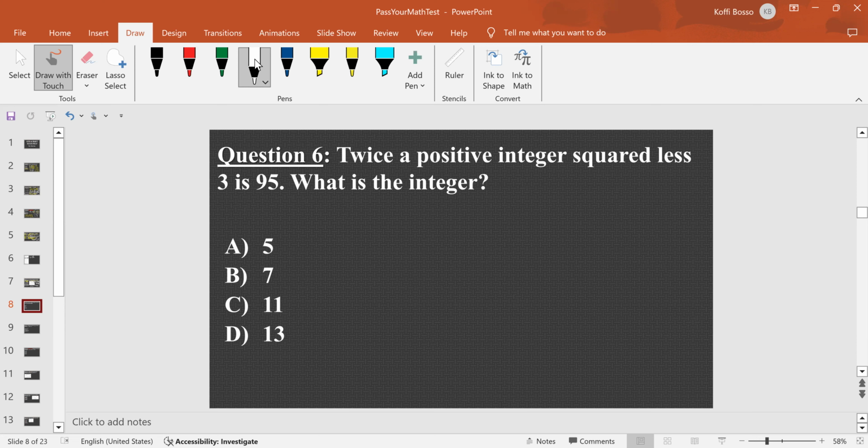It has to be a positive integer. They could also say a negative integer. But let's solve the thing. So step by step, they say twice. In math, when they say twice, twice means multiply by 2. So what are we going to multiply by 2? This positive integer squared. So we're going to call that integer we don't know yet x. So let x be that positive integer.